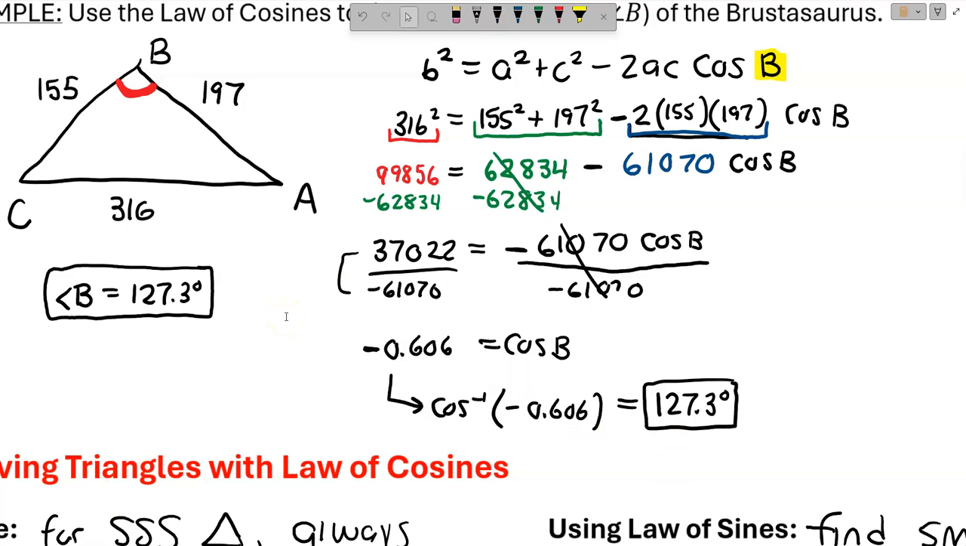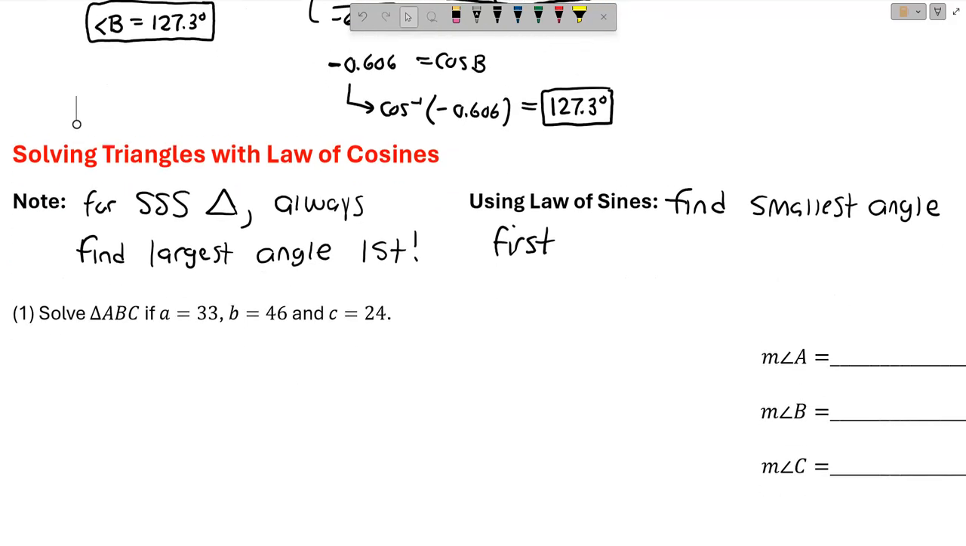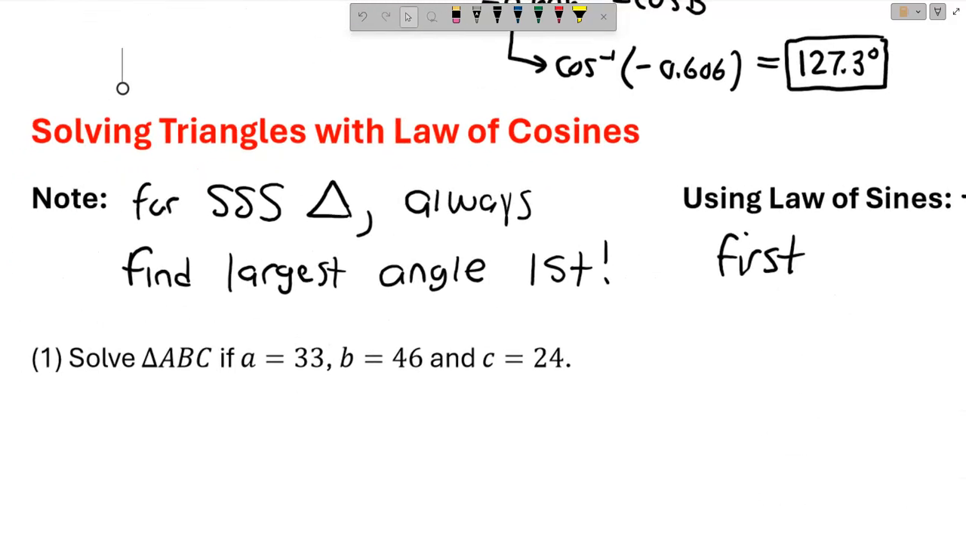Now, before we try one of these out, there is one note I want to mention. We mentioned how we don't want to deal with the ambiguous case. So in order for us not to deal with the ambiguous case, we do have to be careful in the order in which we do a problem. For side, side, side, always find the largest angle first. The reason is that by finding the obtuse angle, we will not put ourselves in a situation, especially if we want to use the law of sines to help us find the other parts of a triangle. Let's talk about what I mean by that.